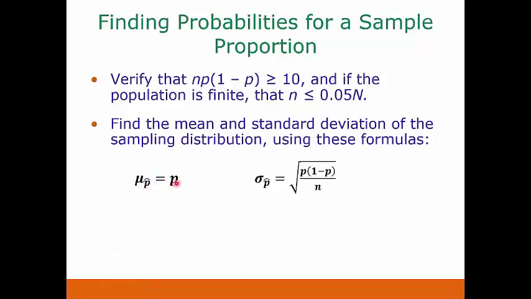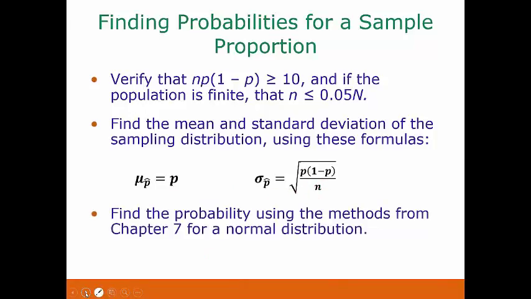The mean is just our population proportion. The standard deviation, we use this formula. So now we just have a normal distribution. We know the mean and the standard deviation. So we're going to find the probability using the same methods we did in Chapter 7 for a normal distribution.